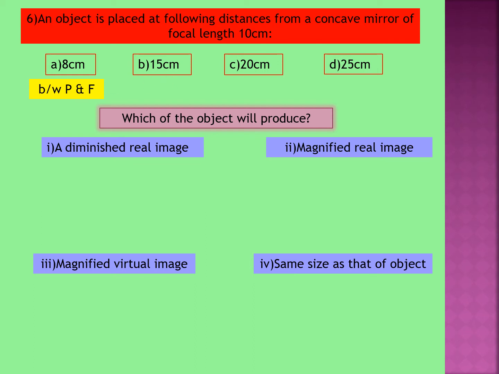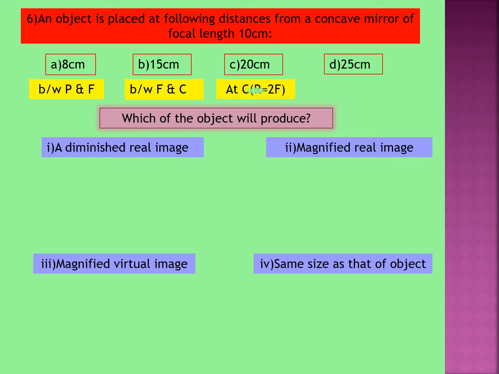Similarly we'll see 15 centimeter. That means it would be after the focal length, right? So that is going to be between F and C. Why between F and C? Because C means center of curvature, which is twice the focal length, correct? So center of curvature is going to be 20. So F is 10, C is 20. So we are keeping it between F and C.